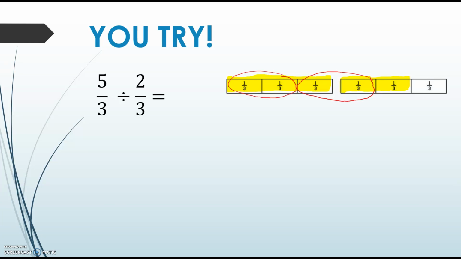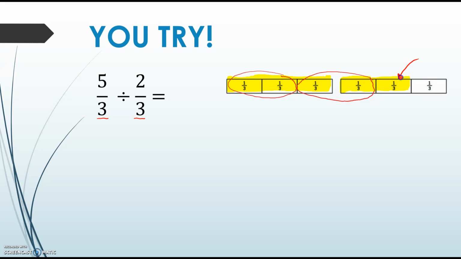And remember, this division problem is asking how many groups can I make if the size of each group is 2/3. So I already have common denominators here. That makes that nice and easy to be able to divide this up. So I've got 2/3 and I've circled that, which makes 1 group. Now I still have 2 more thirds here, so I can make a second group, but I have a leftover piece.